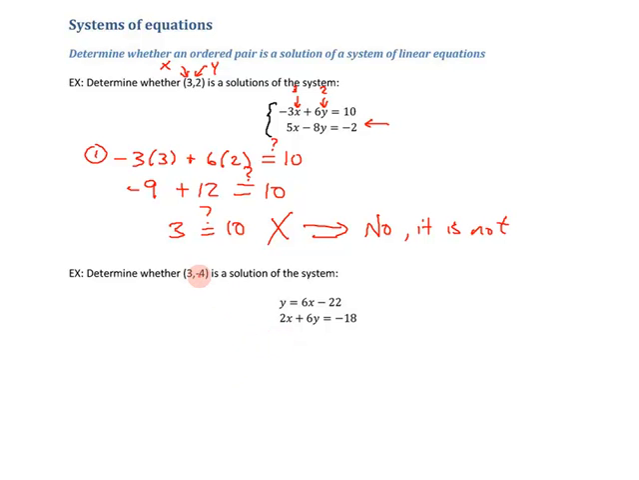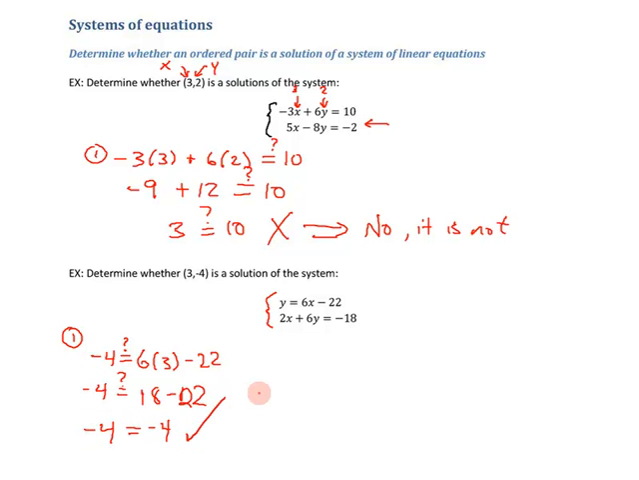Now let's do the same thing on the next example. Let's plug in 3 for x and negative 4 for y into this system and see what we get. Alright, so negative 4, this is the first equation. Plugging in negative 4 for y equals, question mark, 6 times 3 minus 22. Okay, is negative 4 equal to 18 minus 22? And I get negative 4 equals negative 4. So that checks. Now, that doesn't mean it solves the system. All that means is it solves the first equation. Is it a solution to the second one? We also have to check.